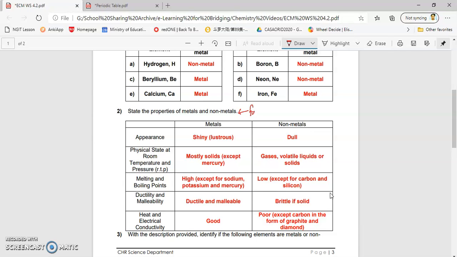Now, question 2, state the properties of metals and non-metals. This can all be found in the textbook. So just go into the textbook, copy and paste it in.